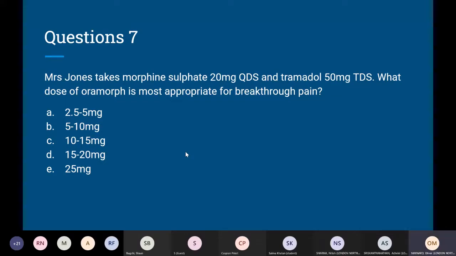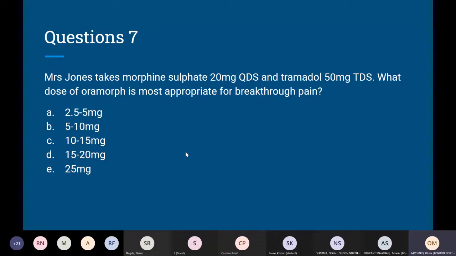Question 7. Mrs. Jones takes morphine sulfate 20 milligrams QDS and tramadol 50 milligrams TDS. What dose of Oromorph is most appropriate for breakthrough pain? So I'll caveat this question by saying this is quite an odd regime to be on, sort of 2 different opioids. Or well, I suppose tramadol has some opioid activity. So this would be quite odd to see. You'd most likely increase the morphine sulfate dose before starting tramadol.